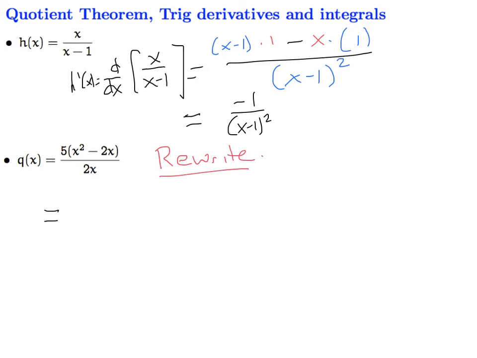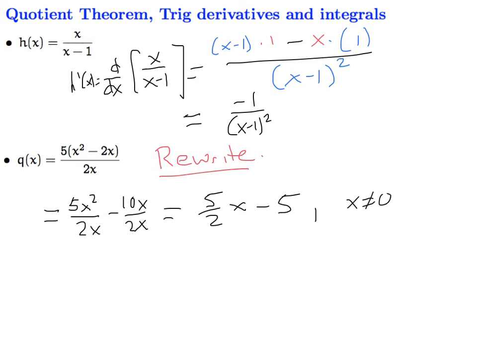So the first thing is, if we look at this, well, this is going to be equal to 5 times x squared all over 2x minus 10x over 2x. Okay? So when we look at this function here, it's really nice because this is going to simplify. This simplifies down to 5 halves in x minus 5, as long as x is not equal to 0.